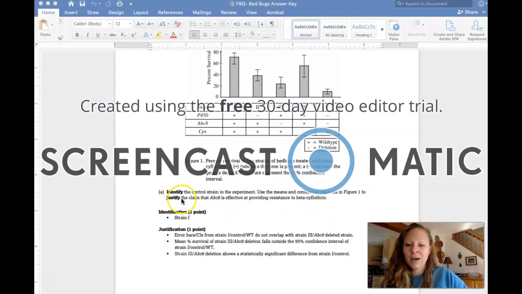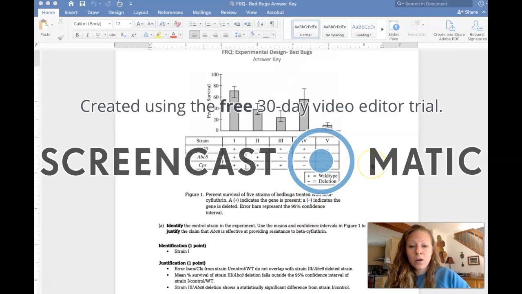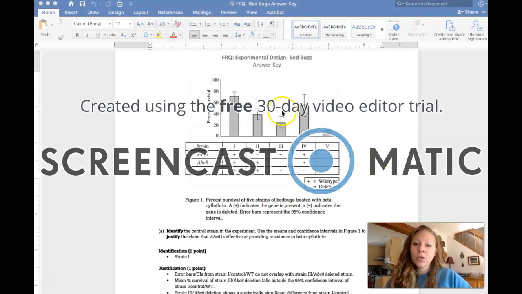What it does want you to justify is the claim that ABC8 is effective at providing resistance to this insecticide. If you look, this is where we're going to be using our error bars or our confidence intervals. Here we have, within 95% confidence, we can say that the mean survival of the second strain of bugs is within 40%. And here we're saying that the ABC8 strain is the most effective.